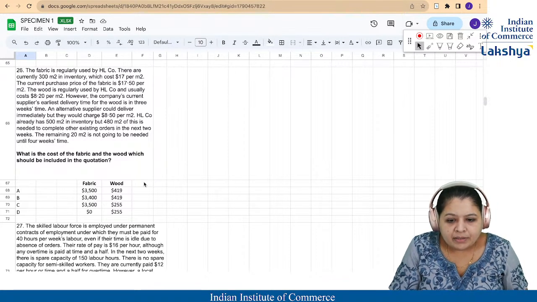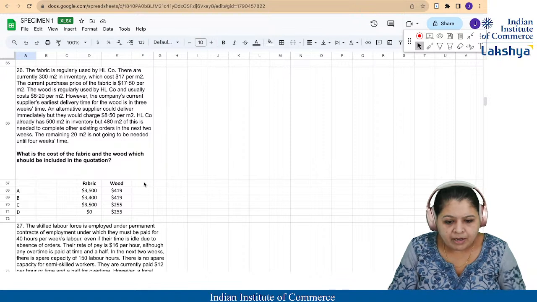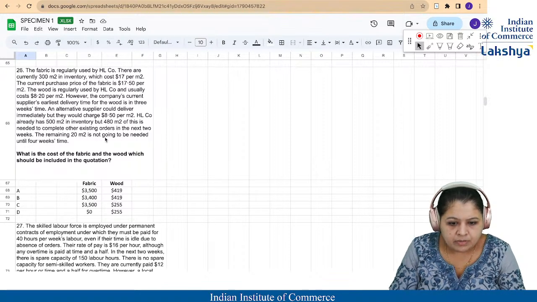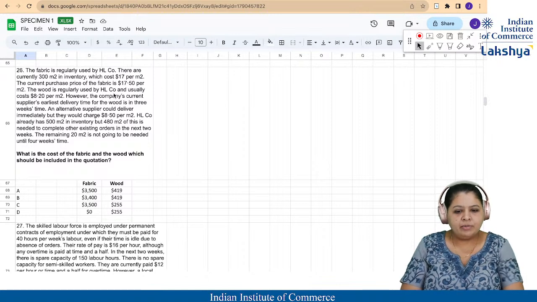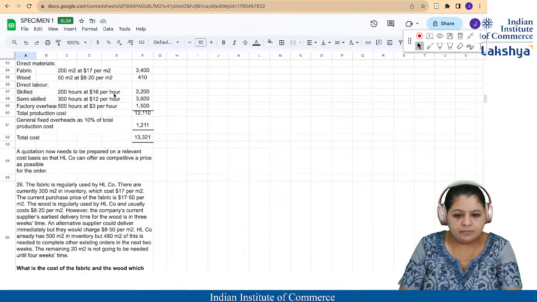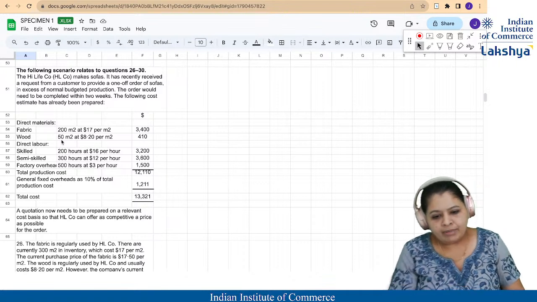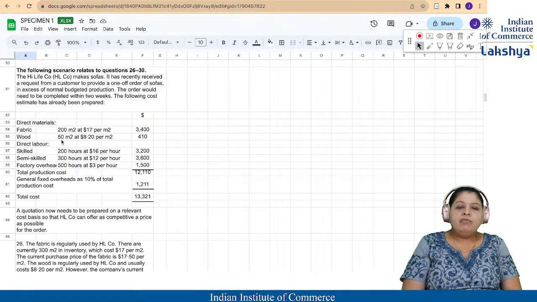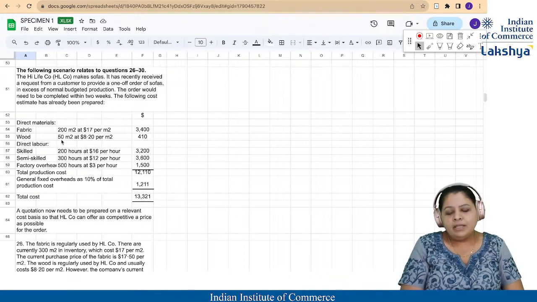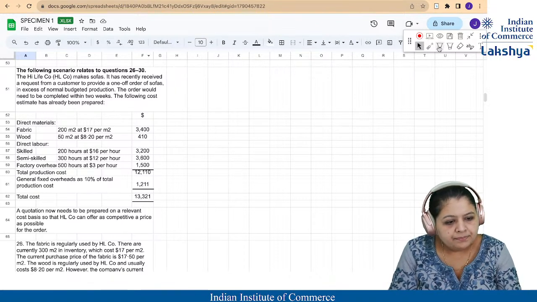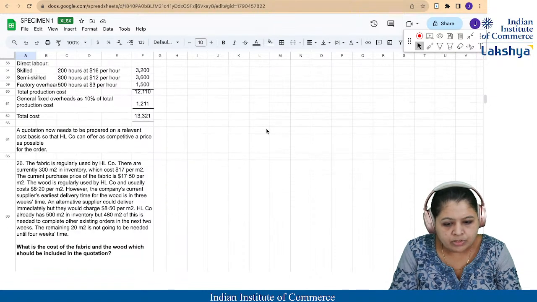And for fabric, there are currently 300 meters of fabric. How much fabric do we need? The fabric that they require is 200 and the wood that is required is 50 meters, right? So whatever we have in house, we'll be using from there. What we don't have, we would be taking from outside. That is how we will find out the value.